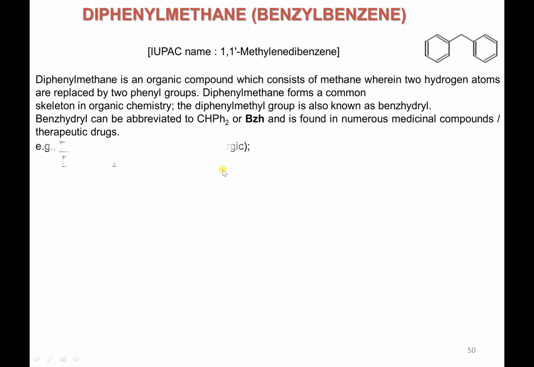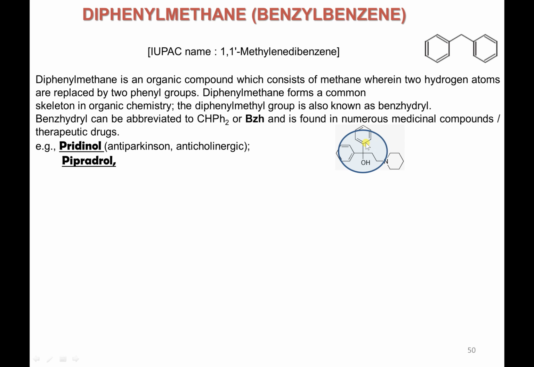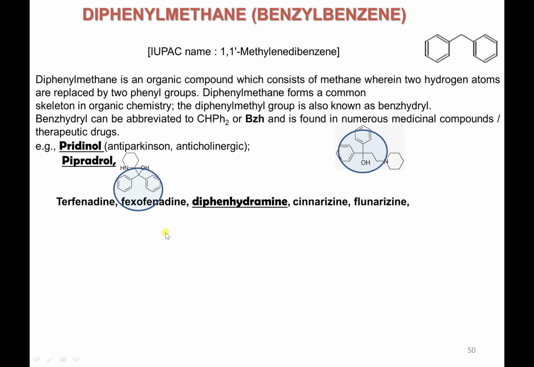One by one, let us see where it is. An anti-Parkinson drug, an anticholinergic drug, is in prednol. You see this is the benzhydryl moiety. Piperidrol, this again is the skeleton. We see the antihistaminics terfenadine, fexofenadine, and diphenhydramine, which is also called Benadryl, very commonly used in cough syrup. This is cyproheptadine, and this is diphenhydramine.